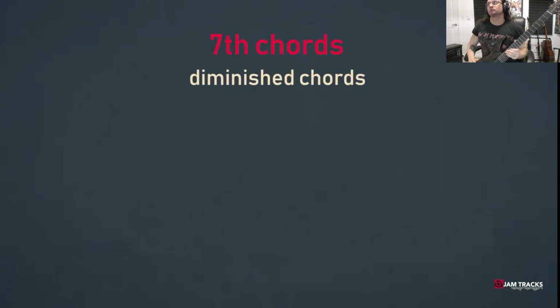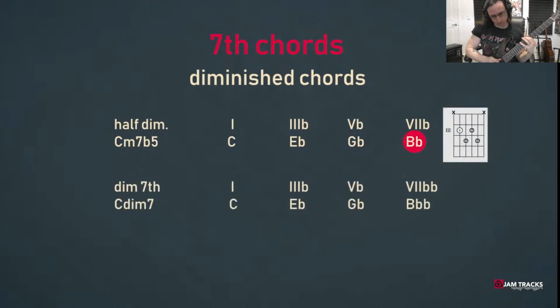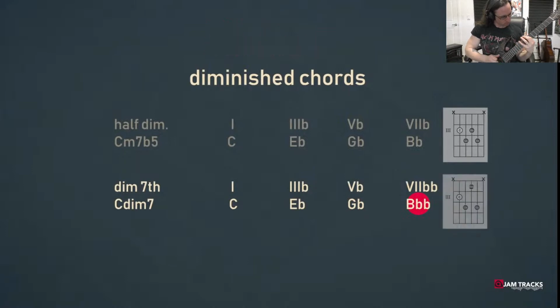And the diminished chords look like this. We have our half diminished chord, or minor 7 flat 5 chord, which consists of a root, minor 3rd, diminished 5th, and minor 7th. So C minor 7 flat 5 would be C, E flat, G flat, and B flat. And then we have our full diminished chord. So C diminished 7 would be C, E flat, G flat, and B double flat.